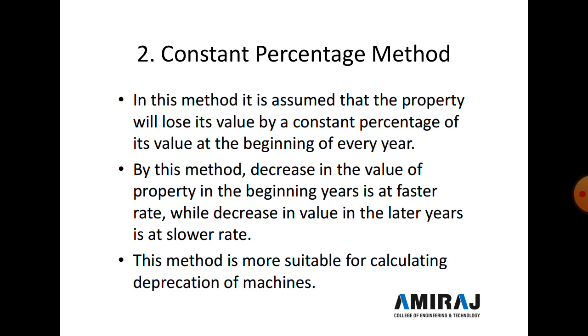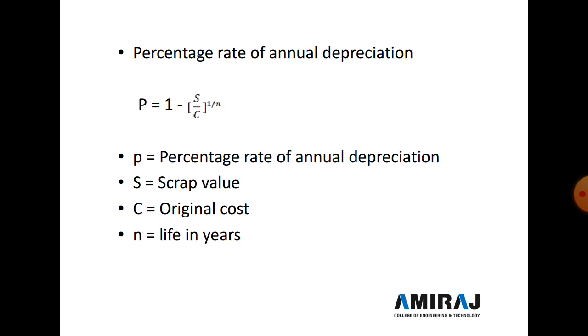Now the second method for calculating the depreciation is the constant percentage method. In this method, it is assumed that the property will lose its value by a constant percentage of its value at the beginning of every year. So by this method, the decrease in value of the property in the beginning years is at a faster rate, and the decrease in value in the later years is at a slower rate. So this method is more suitable for calculating depreciation of any machine.